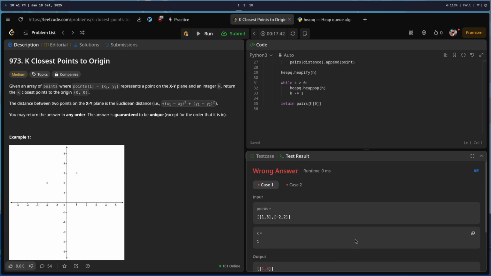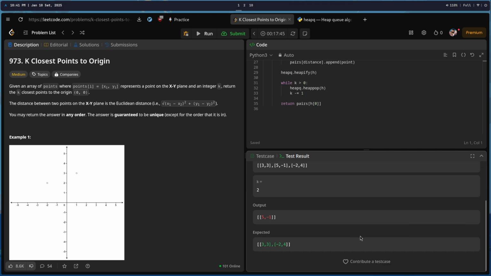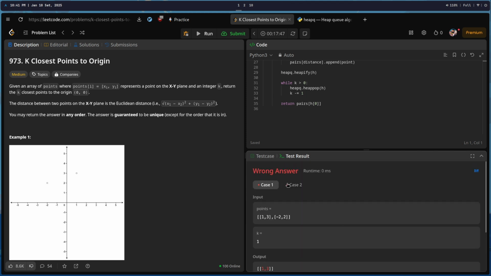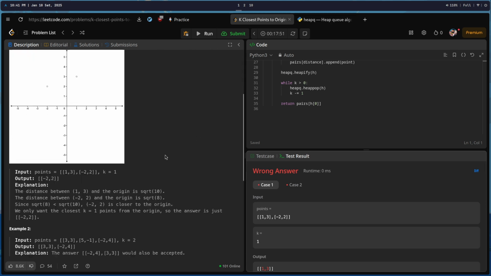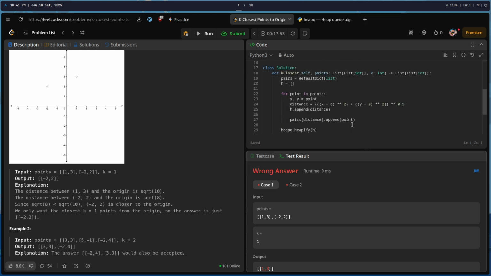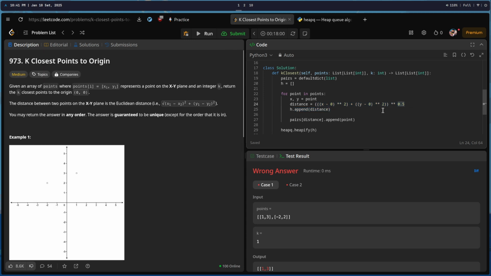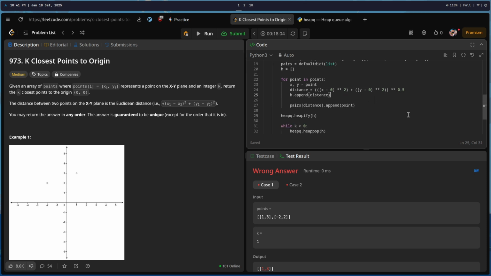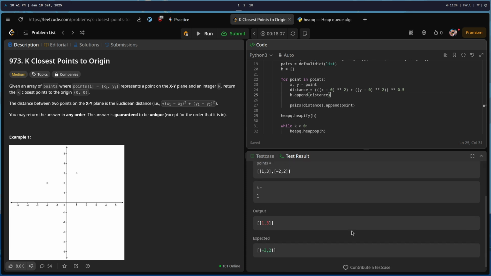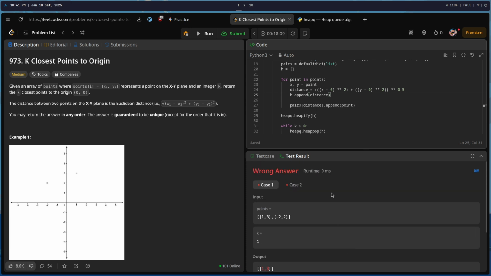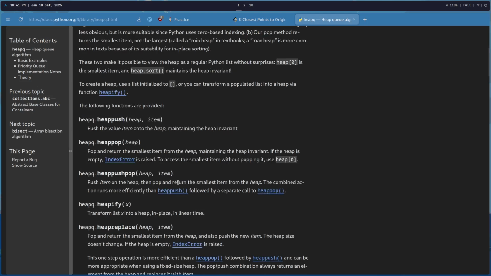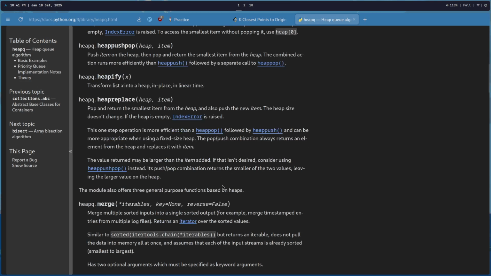Interesting. Maybe it's the heap. Okay, I keep forgetting heap. Am I storing the smallest? It's min heap, right? This is not even the right formula. Is it minus or plus? No, that's fine. That's good. What else could this be? What could be wrong? Let me check what is the head.